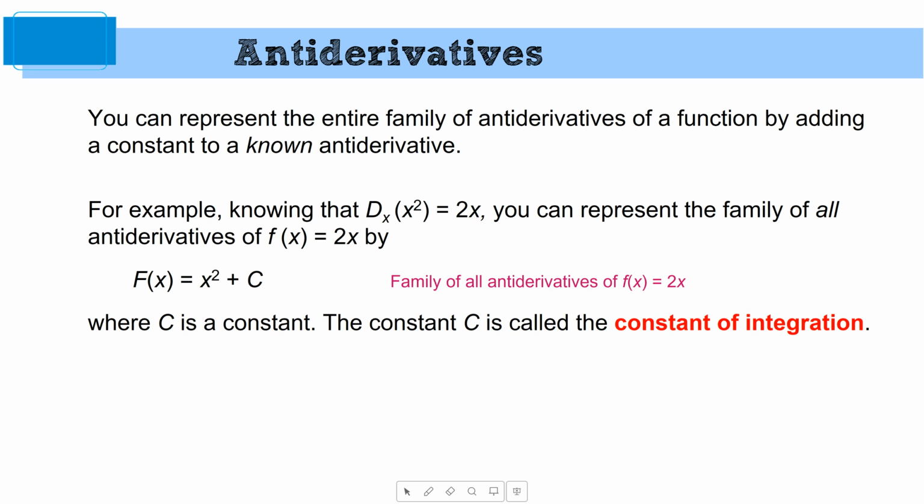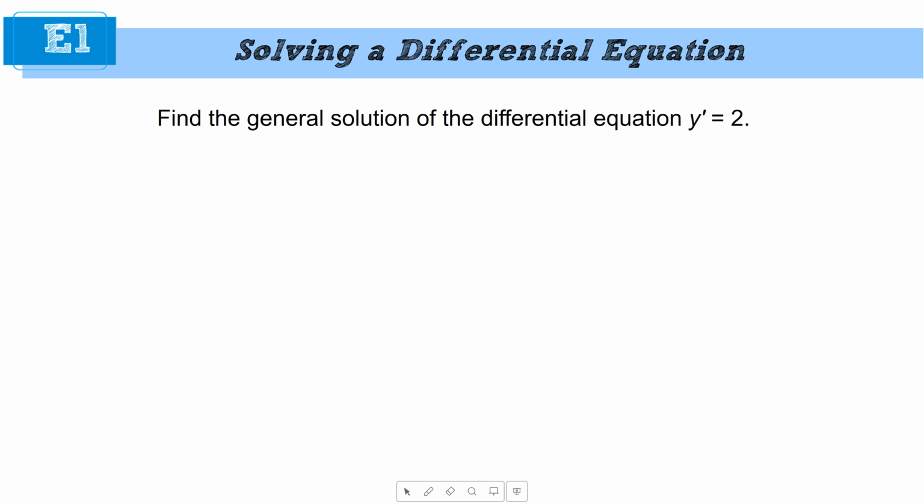Okay, so what we will eventually get to is solving problems to figure out what C is, which will need more information. But when we do that, that process is what's called a differential equation. We'll get to that later. Now we're just doing the basics.